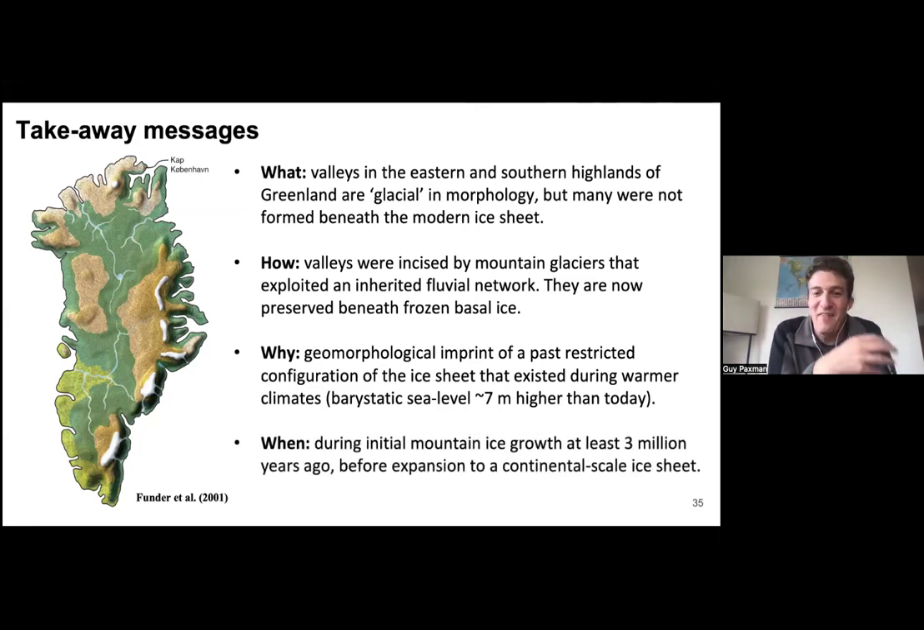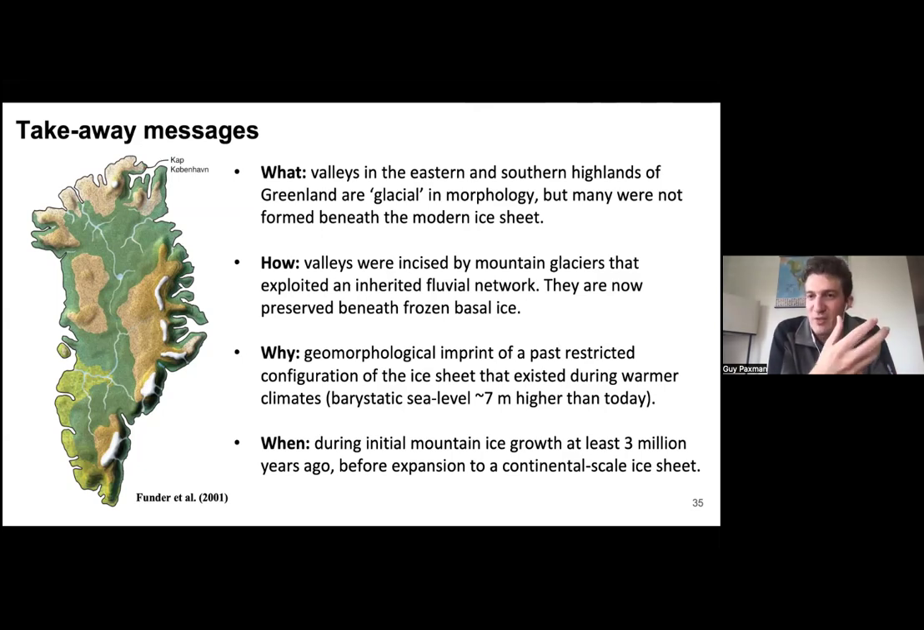As to when, I think our probably best guess at the moment is these are likely to be valleys and landscapes which are associated with the initial growth of mountain scale ice in Greenland, probably at least 3 million years ago. I think the jury's still out on whether you had ice earlier in the Pliocene in Greenland, maybe even into the Miocene. And there's some marine evidence we can have a chat about as well, and think about what that tells us about the glacial history of Greenland at this time.